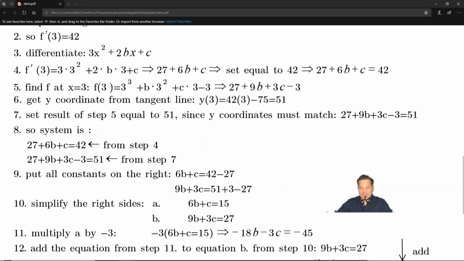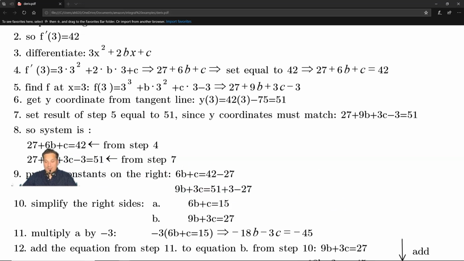So now I'm going to get a system. The system looks like 27 plus 6b plus c equals 42. That's from step 4 above, if you look carefully. And I'm going to have another equation, 27 plus 9b plus 3c minus 3 equals 51, from step 7 above. So I've got a system of two equations. Now I can find the values of b and c as numbers.